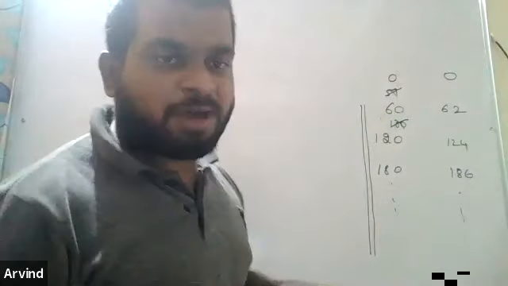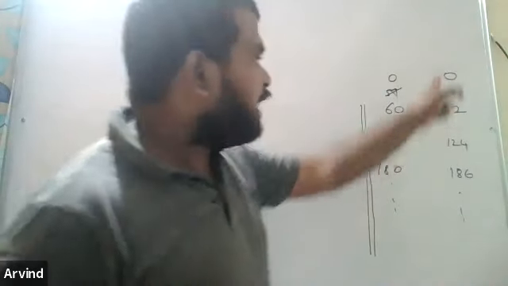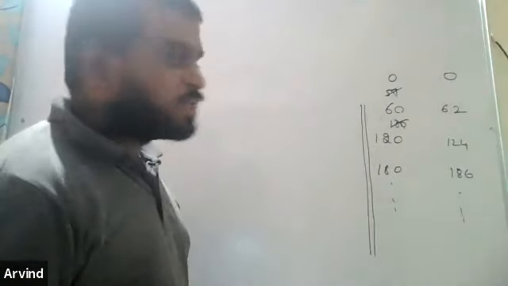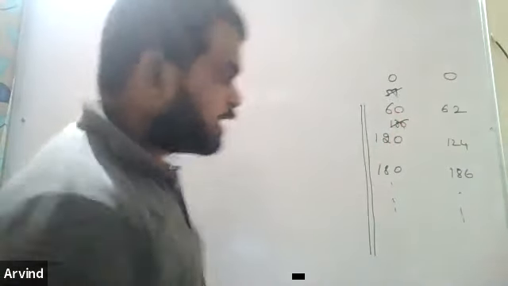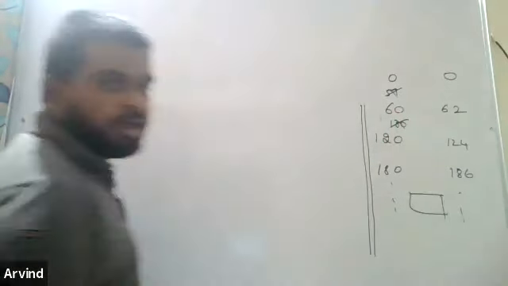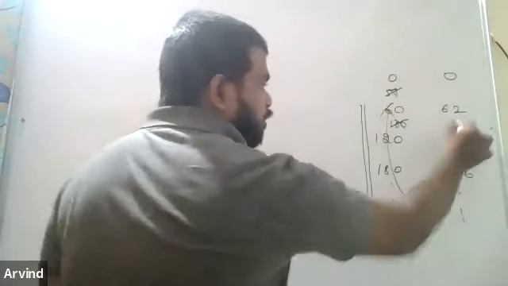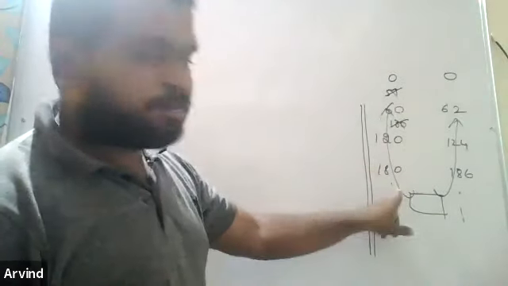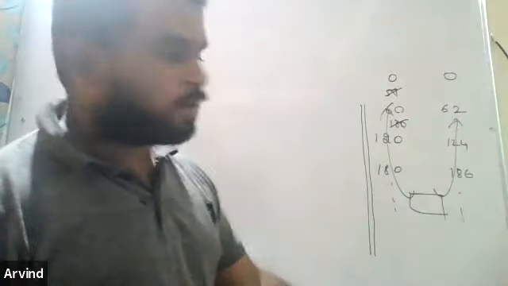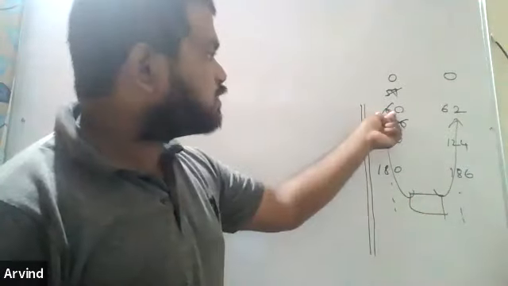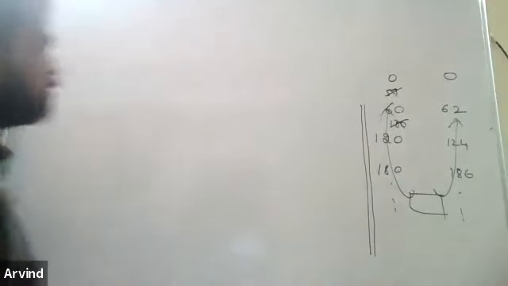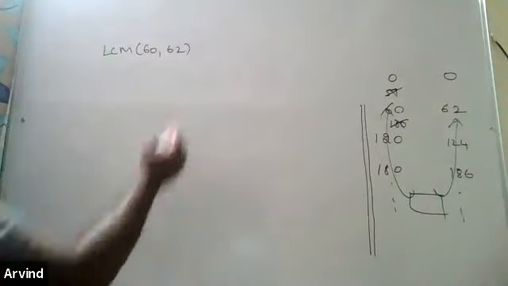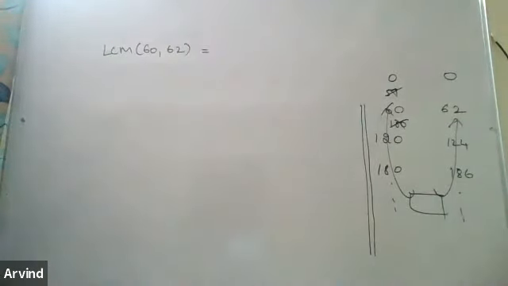So when will this device beep? When it is a multiple of 60. When will the other device beep? Multiple of 62. Now we have to find the time in such a way that both beep. The number we find should be a multiple of this and a multiple of this. To beep together, it has to be a multiple of 60 and also a multiple of 62. So our time should be a multiple of 60 and 62. That is nothing but LCM. So now we have to find the LCM of 60 and 62.